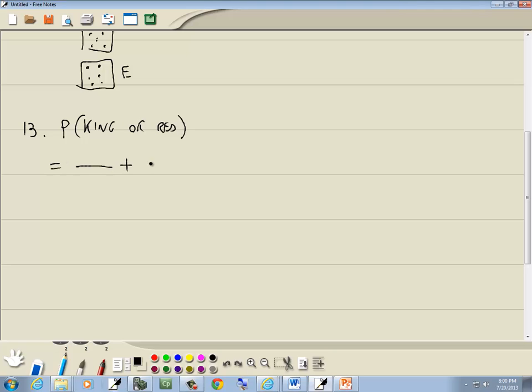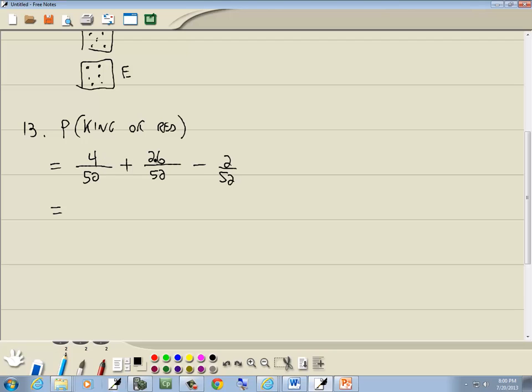Again, OR is addition. How many cards are there? 52 cards. 4 of them are kings. For the red, there's 52 cards, 26 of them are red. But 2 of the kings we counted here were also red. So we counted them here, and we also counted them here. So we're going to subtract off 2.